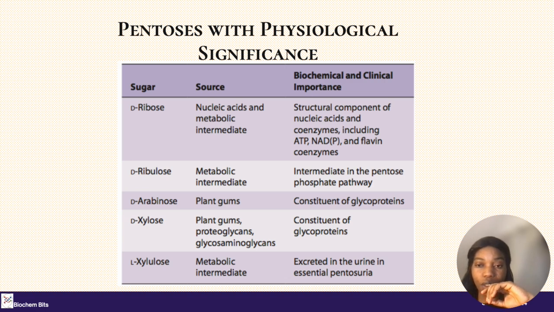Pentoses also have their own significance in the sense that they contribute to form most of the components of glycoproteins too, and sometimes we use them to detect defects in some pathways. For example, ribose, we have it in ATP, in NADPH, in flavin coenzymes in the citric acid cycle, as well as in the electron transport chain.